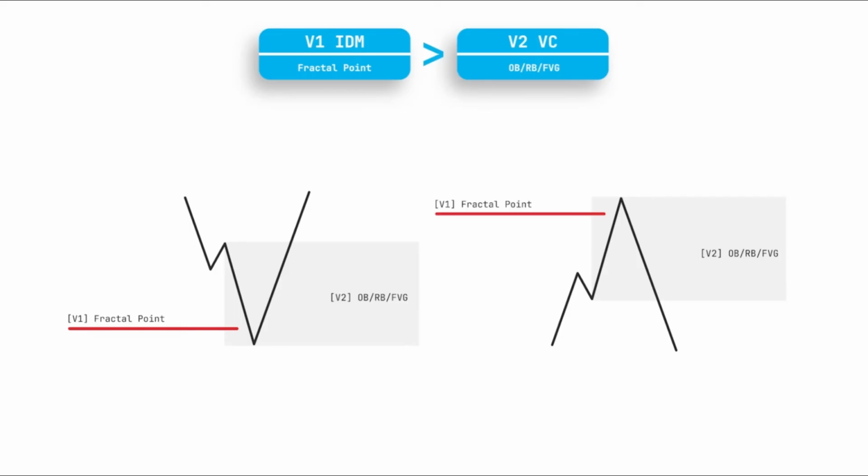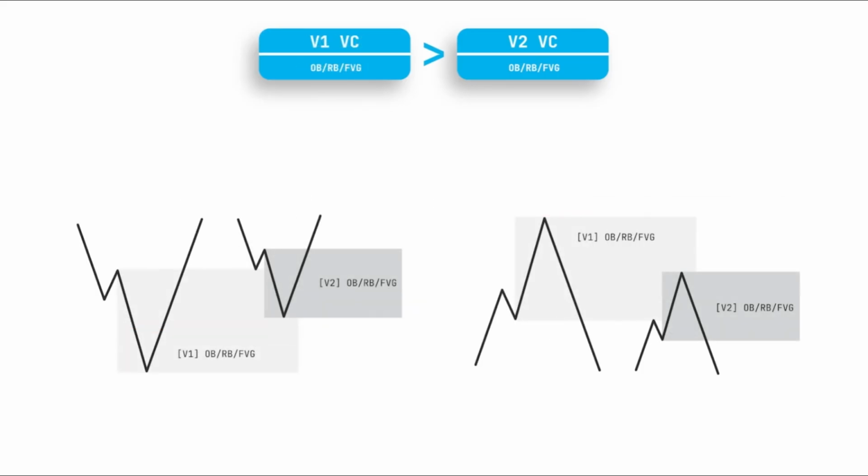This means that if we have a fractal point and the price performs a liquidity raid, then forms an order block, rejection block, or fair value gap on a lower step in our timeframe system, this logical element confirms the volume in the market. For example, if the inducement is on the 4-hour timeframe, then logically, the volume confirmation will be on the 1-hour timeframe.